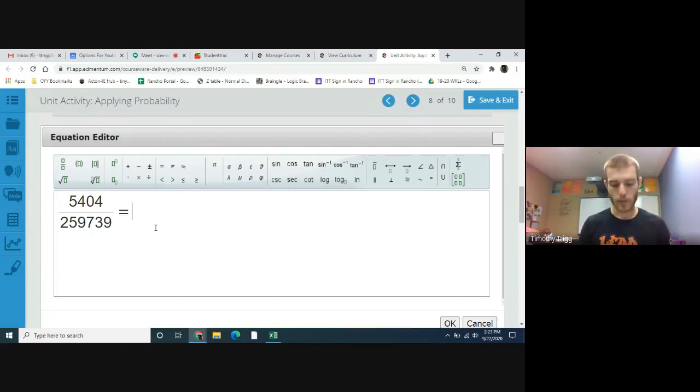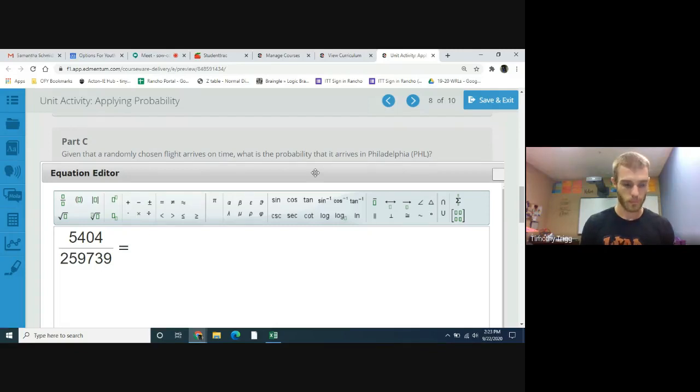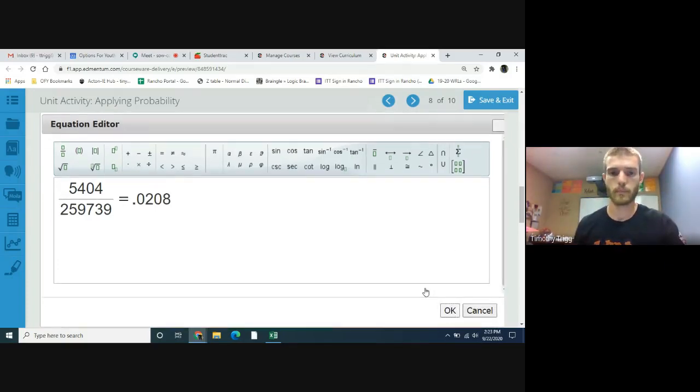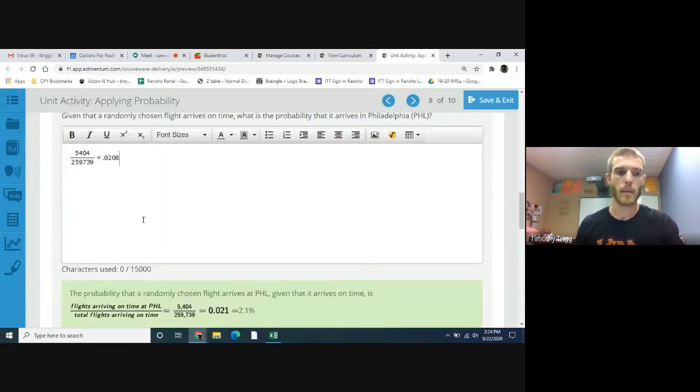You can go ahead and put that in your calculator, and we're going to figure out what this probability is. Again, this is the probability that, given that a flight arrives on time, it arrived in Philadelphia. Okay, 0.0208. I'd prefer if you wrote more of an explanation and everything, but this is basically it.